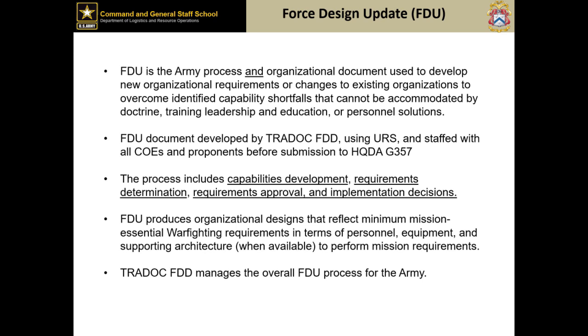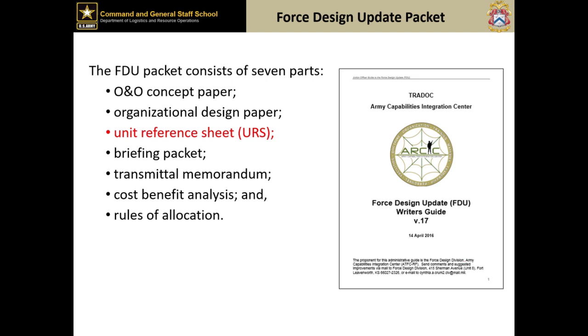They take the URS, turn it into a force design update that's got these 7 parts here. We're not going to get into what all these are, but you can see there's a lot of different things in there. Cost benefit analysis: if we do this, what else can we not do? How much is it going to cost in terms of funds? There's a briefing packet, the URS that came up from the school, and any rules of allocation. In other words, how many of these do we need per battalion or per 1,000 people? We'll look at ROEs more in F10 in TAA.